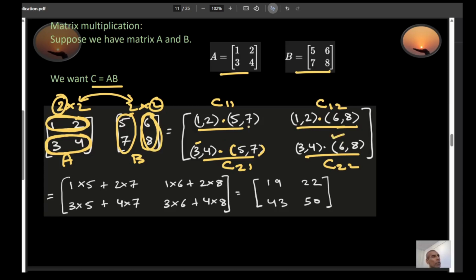Now you know how to perform dot product. So let's do this one. The way you do dot product is you multiply 1 by 5, and you add 2 by 7. So 1 by 5 plus 2 by 7. This is how you do dot product. And likewise, you can do the dot product of this, this, and this. And your answer will come out to be this right here. So when you multiply these two matrices, A and B, this is your final result.